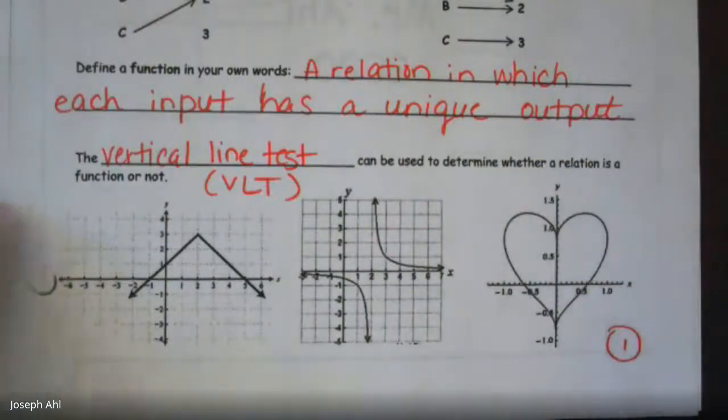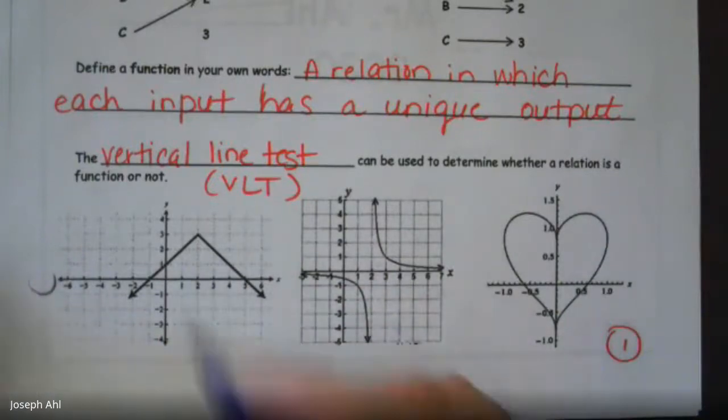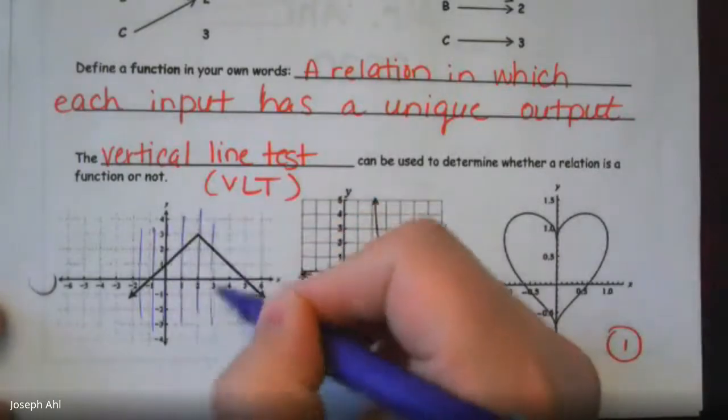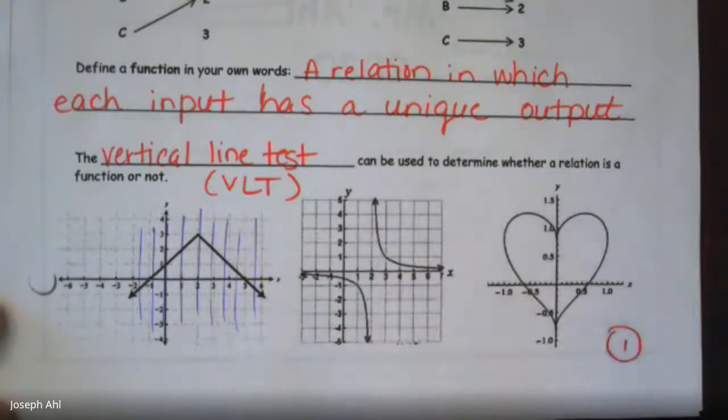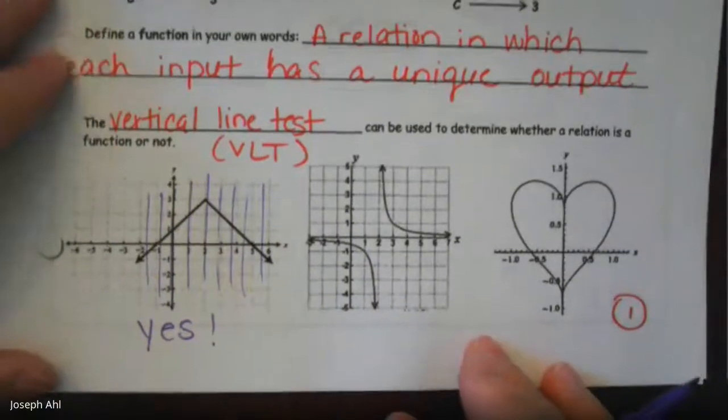So if we take a look at this graph right here, and maybe this graph kind of looks familiar to you, it's a function that you would have studied last year. No matter where you draw a vertical line, it's only going to ever hit the graph once. It doesn't matter where you draw that vertical line. So if I were to ask you the question, is this a function in this first example, the answer would be yes. It passes the vertical line test.